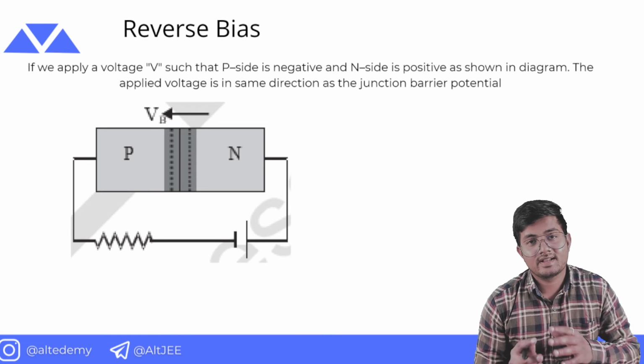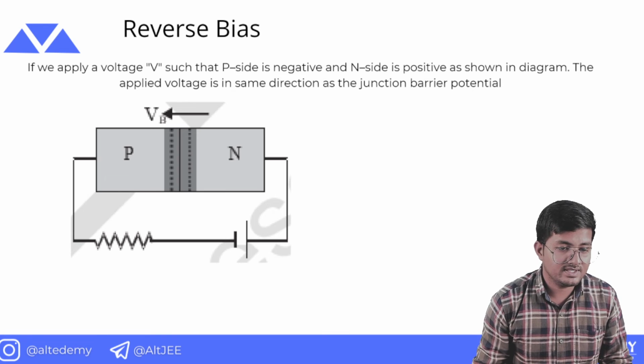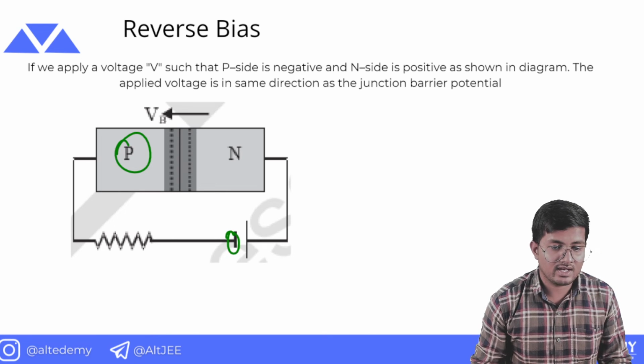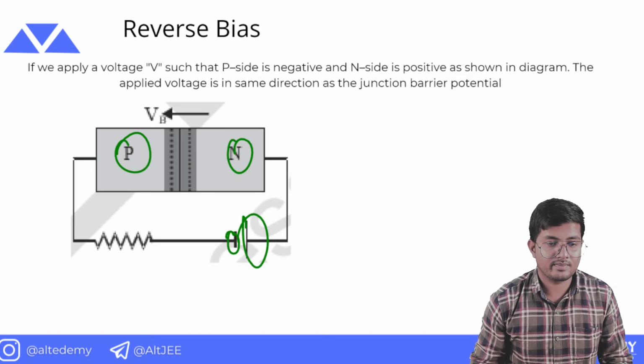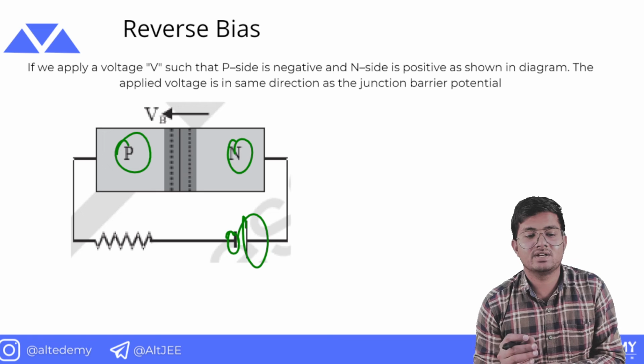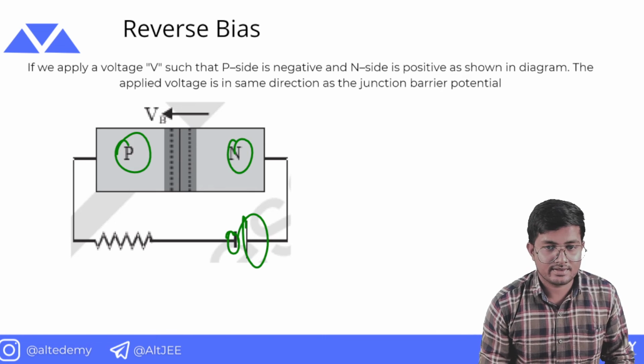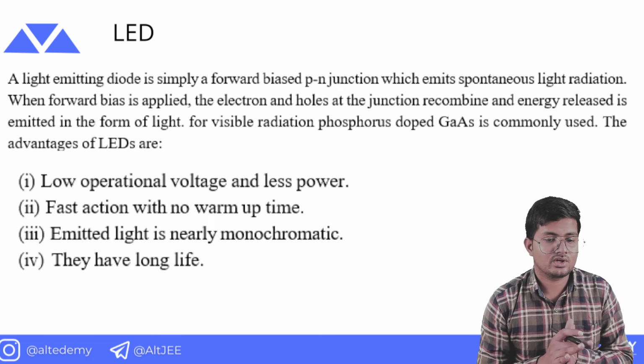And if the p side is connected to the negative terminal, as you can see here, and n is connected to the positive terminal, this is known as reverse bias of the PN junction. All right, great.